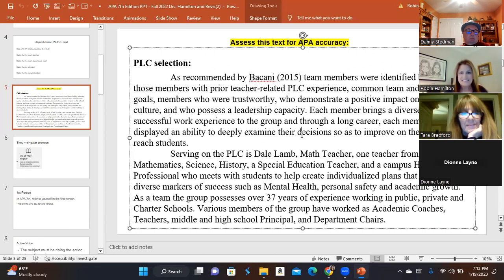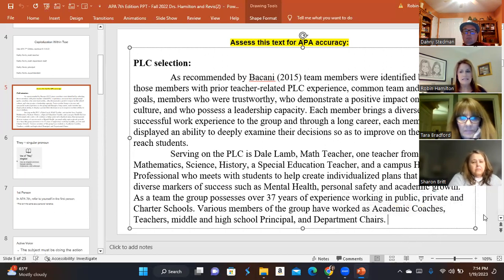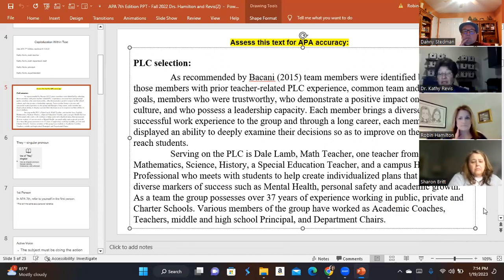Good for you. Should there be a comma after 2015, the parentheses? Well, you most certainly could put a comma right there. What about the names of the other people on the committee? I'm going to say, and Dr. Revis, speak up, I think English must stay capitalized. Do you agree with that, Dr. Revis? Yes, English would be the only one capitalized there in that string of different teachers.